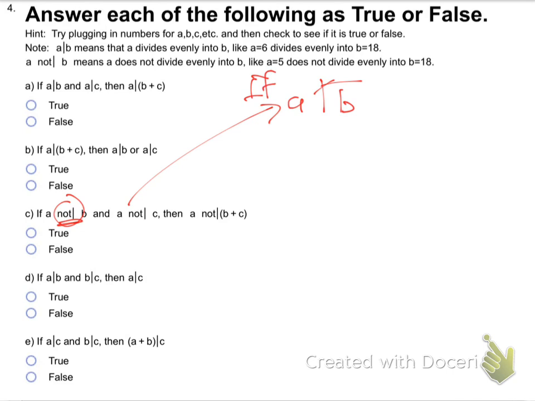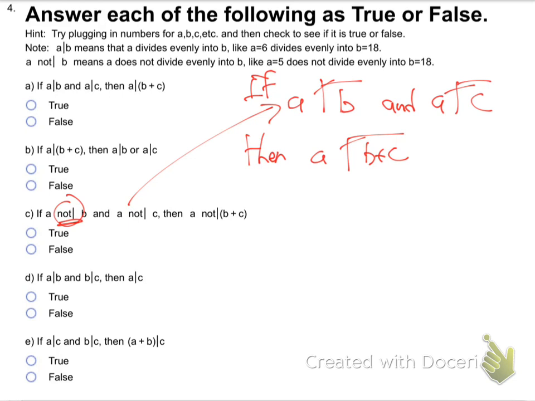So if A does not go evenly into B, and A does not go evenly into C, then A will also not go into B plus C. So notice, if it doesn't go into B or C, then it doesn't go into them added either. That's what they're saying. So see if that's the case or not. Now remember, you've got to meet the if.